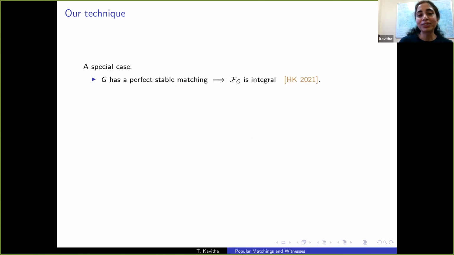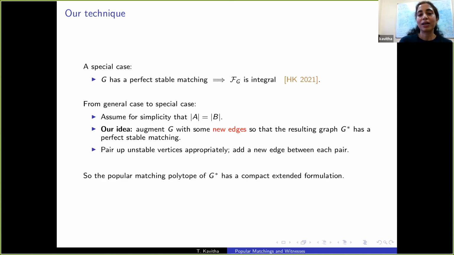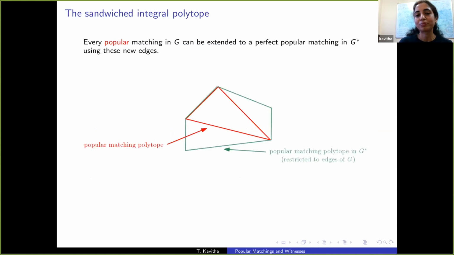So we'll be using this result that if G has a perfect stable matching, then its popular fractional matching polytope is integral. In fact, the given graph need not have a perfect stable matching. Let's just augment G with some new edges so that the resulting graph G star has a perfect stable matching. And the popular matching polytope of G star is easy to describe. That's what we saw in the previous case, because in this special case, the popular fractional matching polytope is the same as the popular matching polytope.